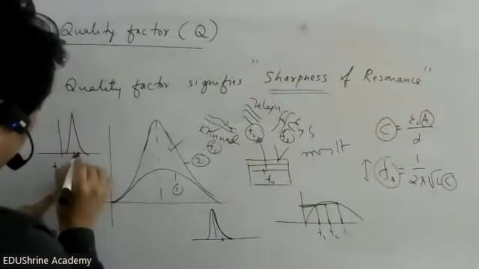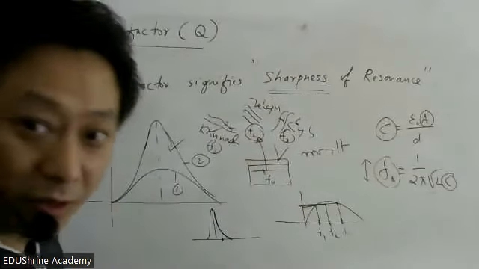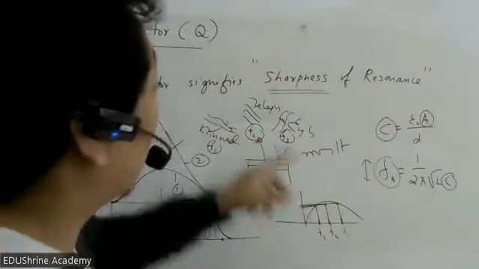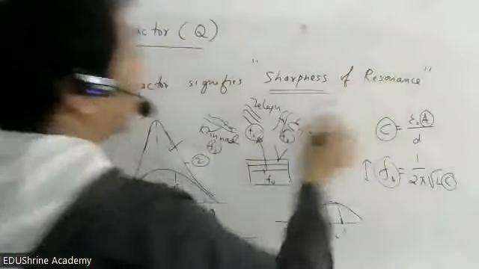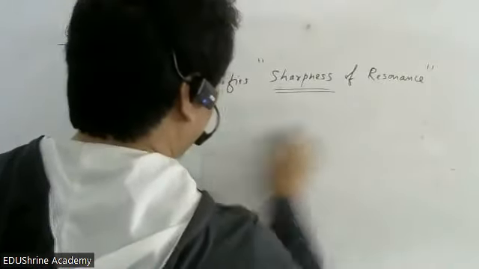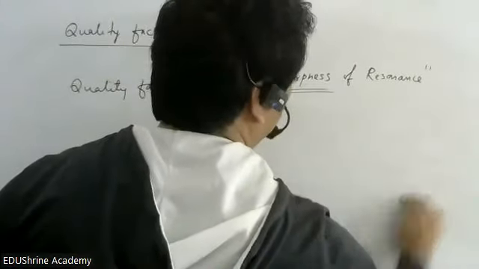These two, the moment you go here and here, you see the current became zero. Okay, now. So I hope in this idea you got why we want to study about sharpness of resonance. Clear or not clear? Yes, so understood.